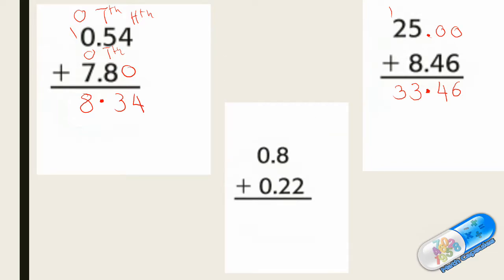One more example, we have 8 tenths plus 22 hundredths. As you see here, the first number has only one digit after the decimal point. In the second decimal number, we have 2 digits after the decimal point. So to have the same number of digits, we annex one extra 0 here. Now you add, but put the decimal point first. Add 0 plus 2, 2, 8 plus 2, 10, 0 and carry 1, 1 plus 0 is 1. So the answer is 1 and 2 hundredths.